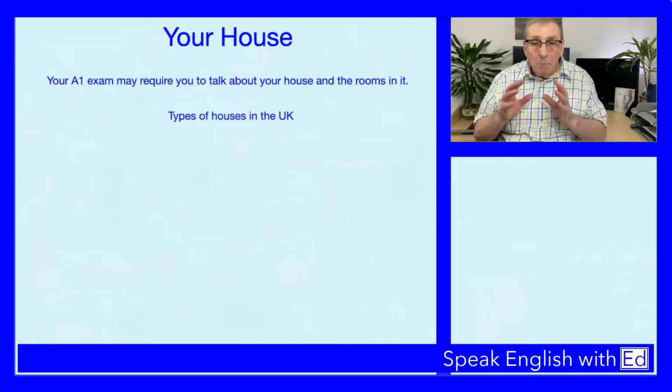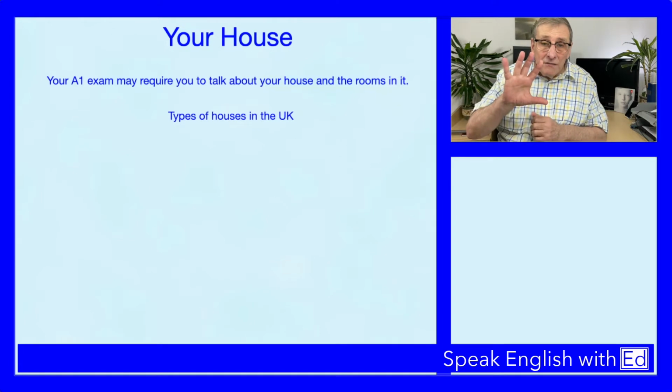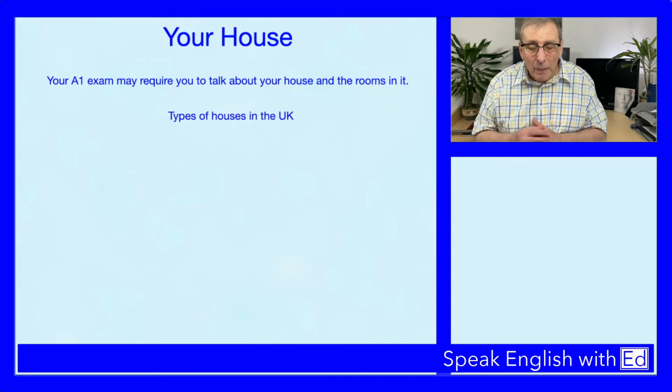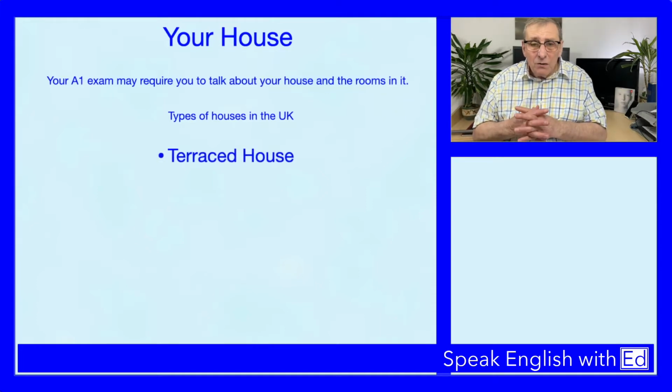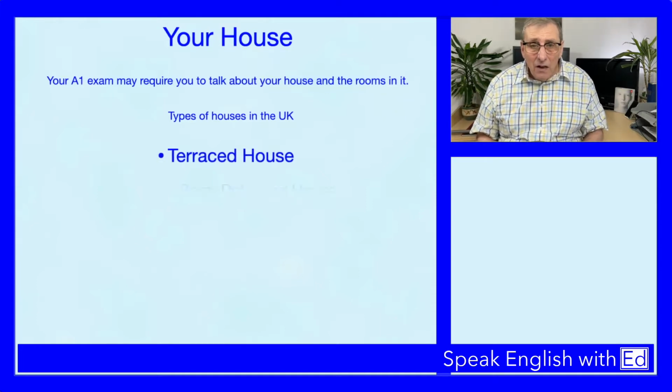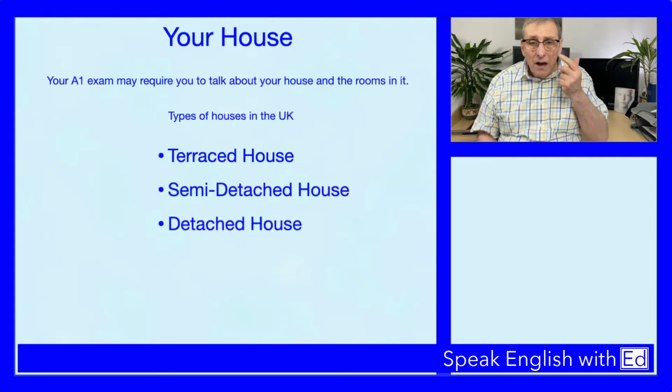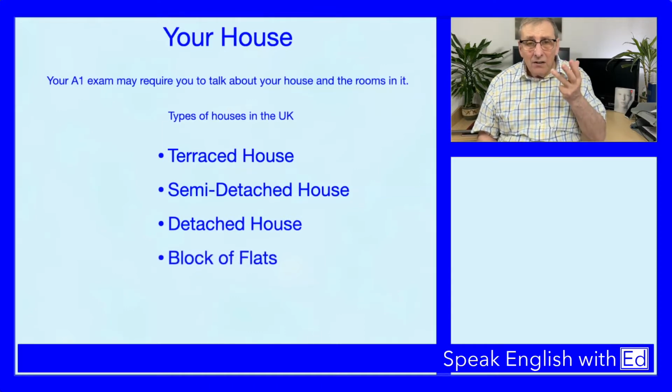So, one of the things that you may be asked to talk about is your house and the rooms inside your house. Basically, in the UK, there are 5 different types of houses, dwellings that you can live in. The first type that we're going to talk about is a terraced house. And then we'll talk about a semi-detached house. There's also a detached house. And there's a block of flats. You could live in a flat. Or there's a bungalow.